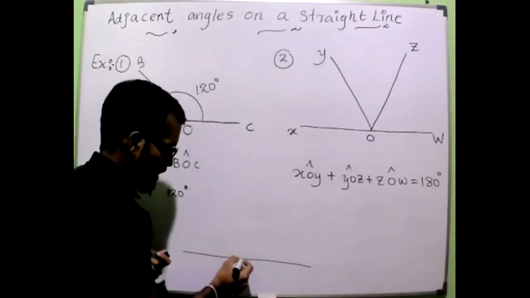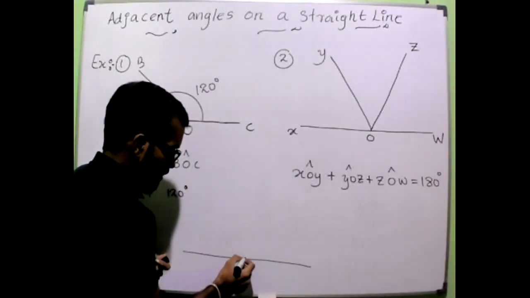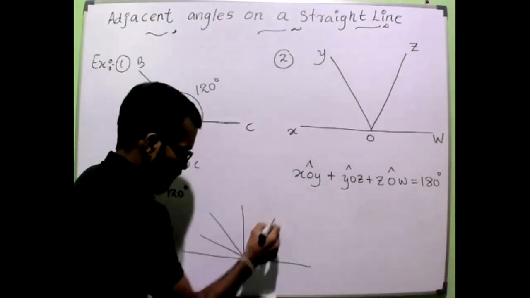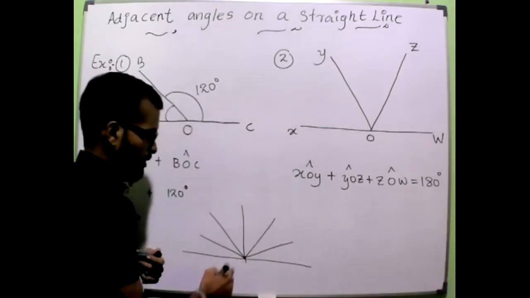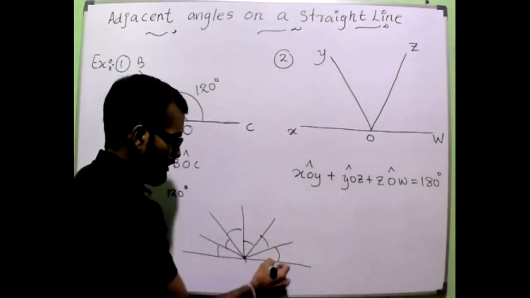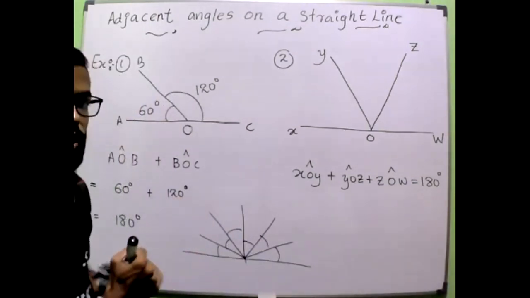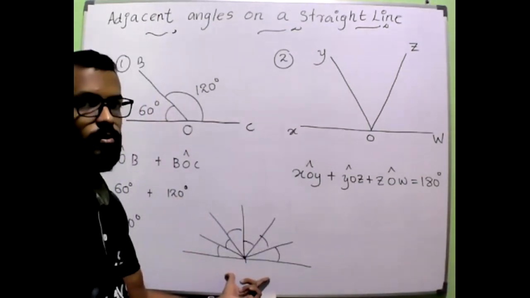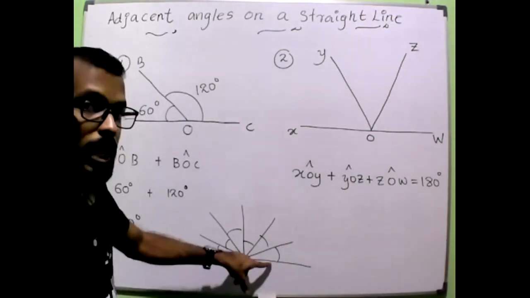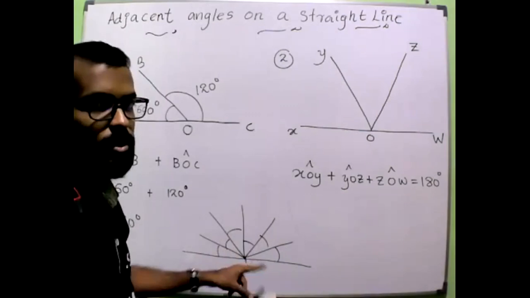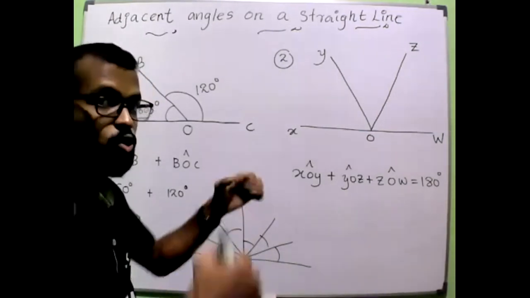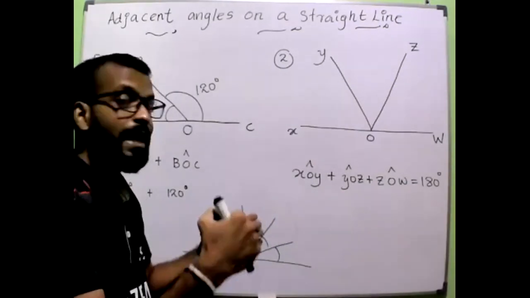Now, for example, something like, let's say, you have 1, 2, 3, 4, 5, 6 angles together on this straight line, right? On this straight line. So if you get the summation, that means if you add all of these angles together, if you get the addition, right?